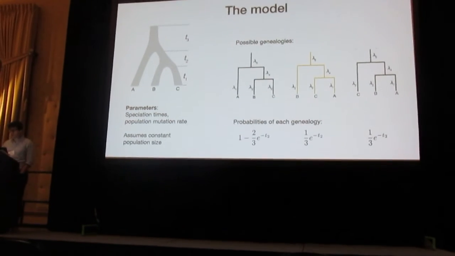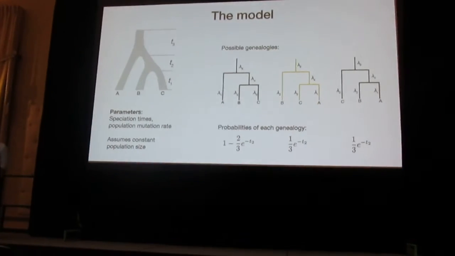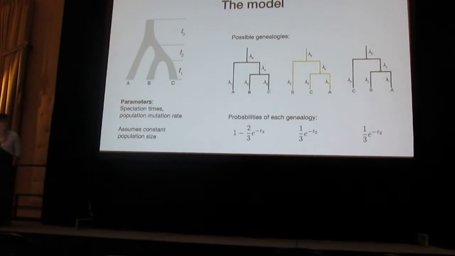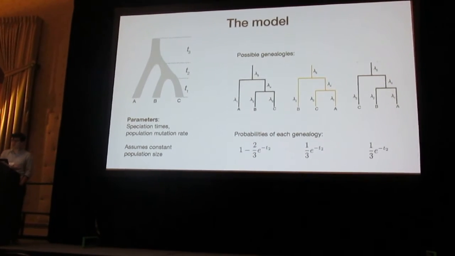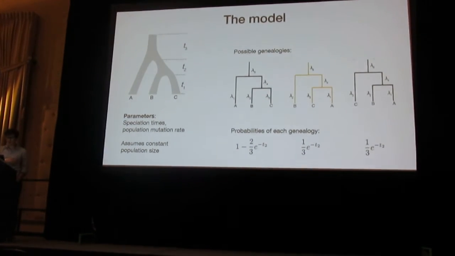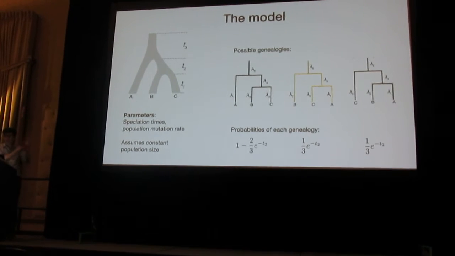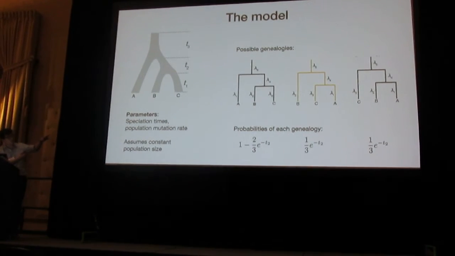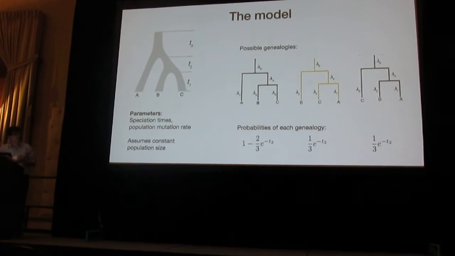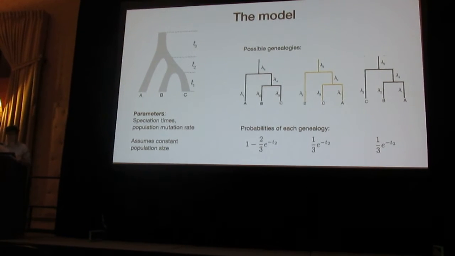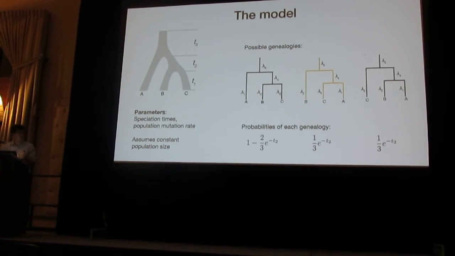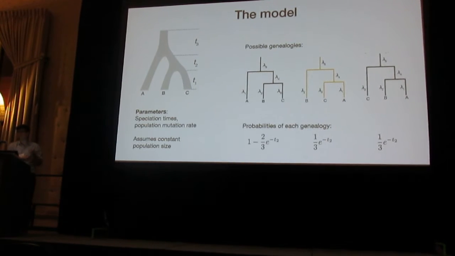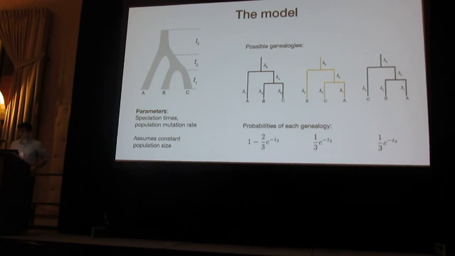Okay, so in this very simple phylogeny, we can have three possible genealogies. One of them, the leftmost, is congruent to the species tree, and it happens if everything just behaved nicely. The next two, the one in yellow and the one to its right, are discordant to the species tree. They're incongruent with that story. And they happen, for example, if B and C didn't coalesce in their ancestor.